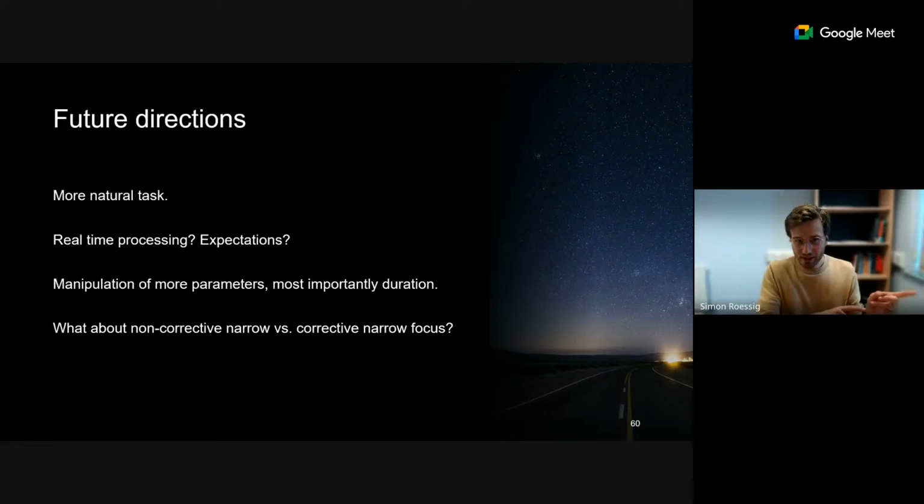The present study also only looked at broad focus versus a non-corrective narrow focus. And it would be interesting to see whether prenuclear information can be used to help distinguish the two narrow focus cases, the non-corrective narrow focus versus the corrective narrow focus, that were also part of the production study.